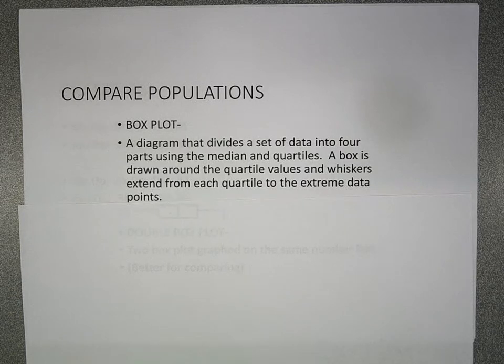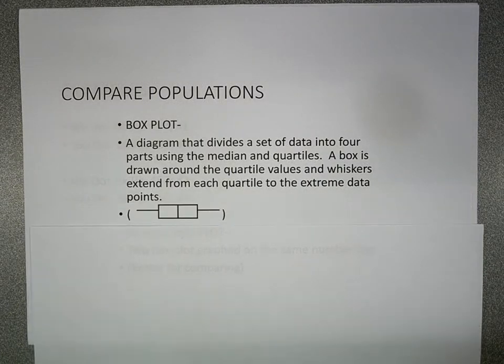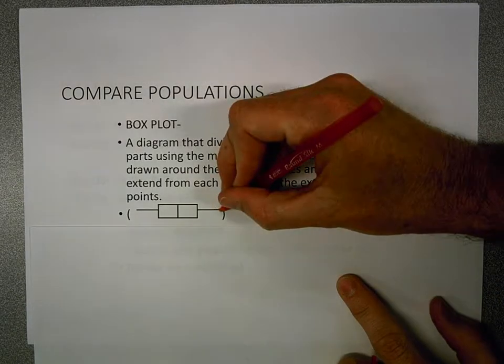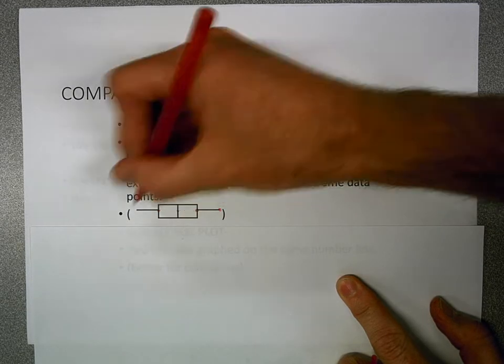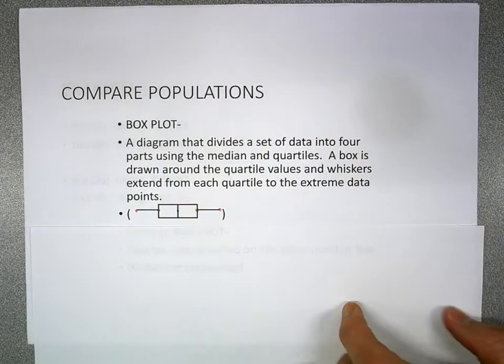So this should sound familiar. A box is drawn around the quartile values, and whiskers extend from each quartile to the extreme data points. All right, so with all that said, in your little box, just draw that. If you want to put points on each major part, feel free. That is a box and whisker.